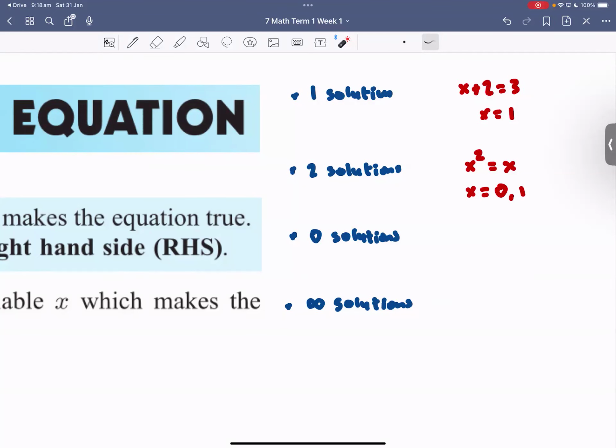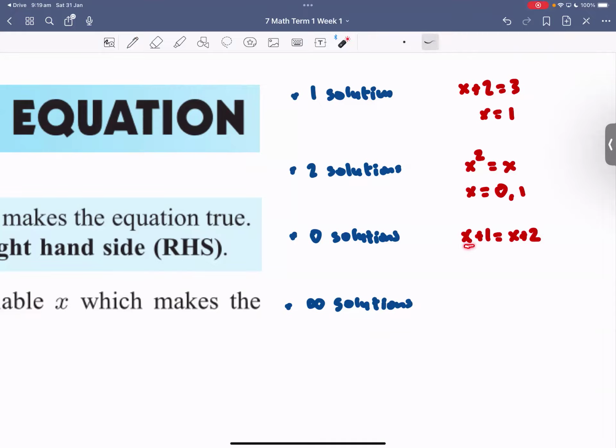I'll give you scenarios where there are 0 solutions. I'm going to give you an equation where there is no answer. Here's a scenario where there is no answer. x plus 1 equals x plus 2. Can anyone think of any value for x that matches this? No, it just doesn't make sense.